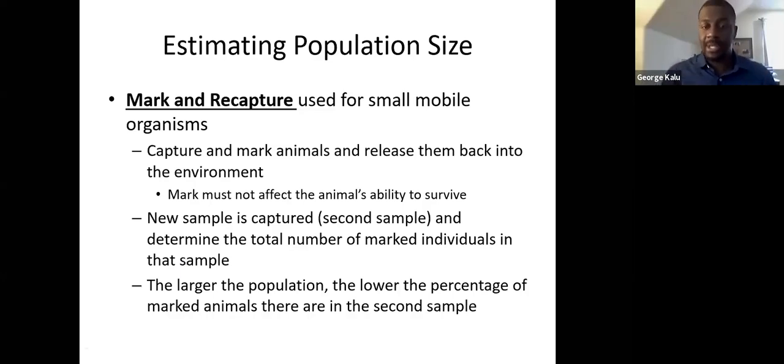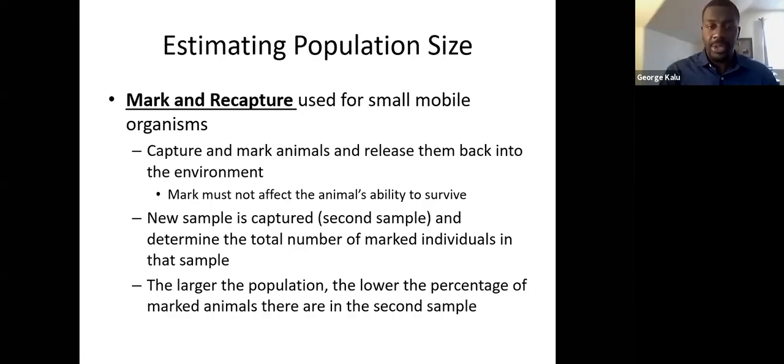Once you capture them, you then determine the number that were already marked from the previous time you went out. Based on the number that you caught and marked the first time, the number that you caught the second time, and the number that were marked in that second catch, those three are going to help you estimate the population size as well. And I'll show you a formula that you're going to use on the next slide.